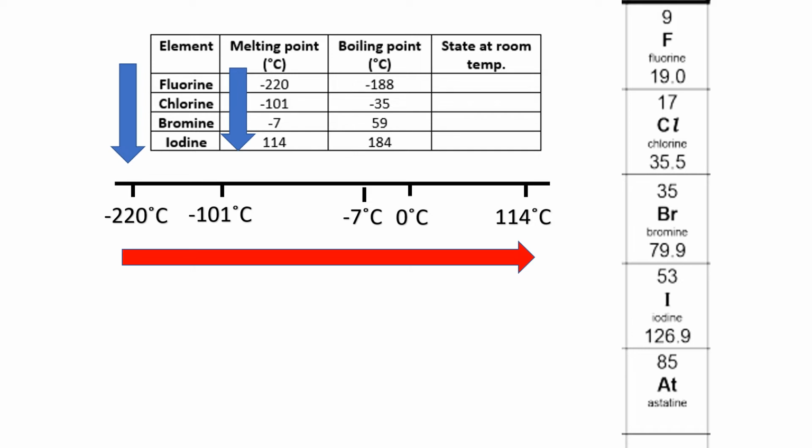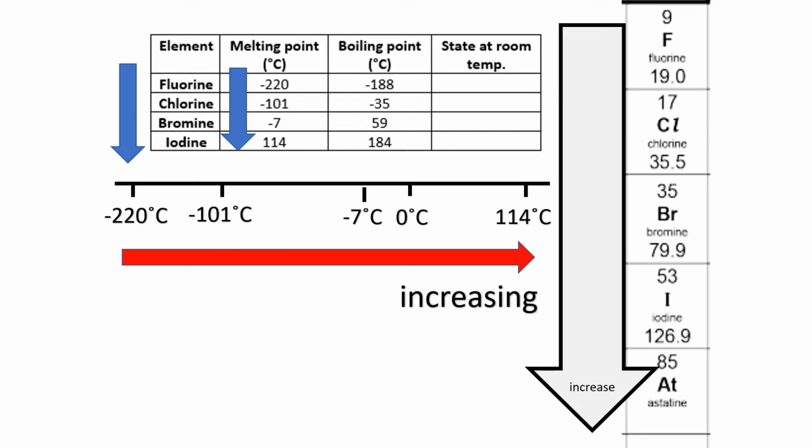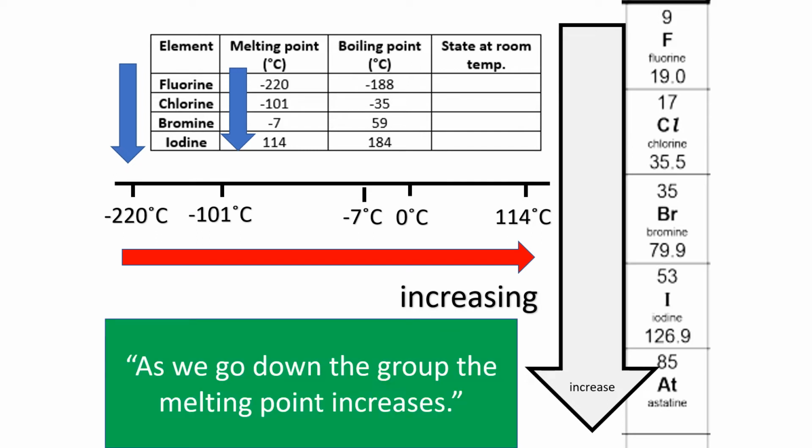Okay, and I can see that as I'm coming down the group, that arrow is moving up towards 0 and then past 0. My melting point is increasing. So I could say, as I go down the group, the melting point increases. Okay, what about the boiling point? Well, as I go down the group, again, it's increasing. So I can just say, as we go down the group, the boiling point increases. Nice and easy. Now, what about this final column, state at room temperature?